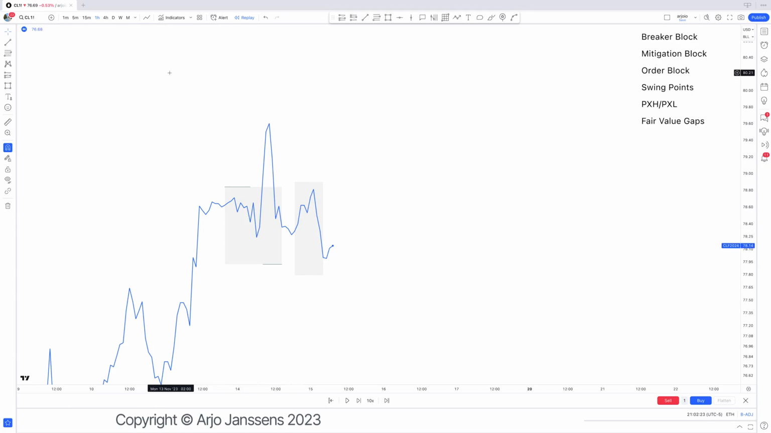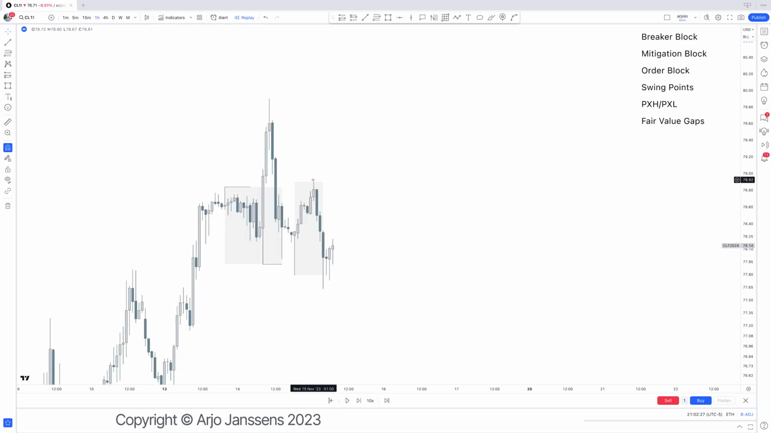So if you were to put on a line chart, this is exactly how I want you to view the current market. And the reason for that, and we can get more specific with that later on as well, is because it makes the PD arrays a lot easier to visualize, especially the breaker block and the mitigation block. Once we are diving into order block, swing points, previous X high, previous X low, fair value gaps, it's a different story. But for breaker blocks and mitigation blocks, you can almost use the line chart right there to view them.